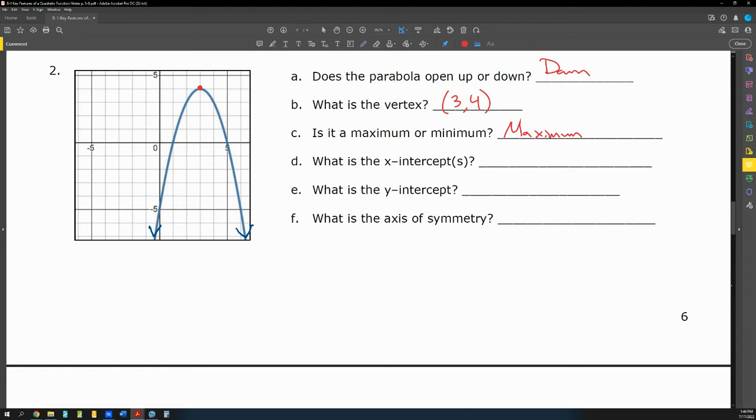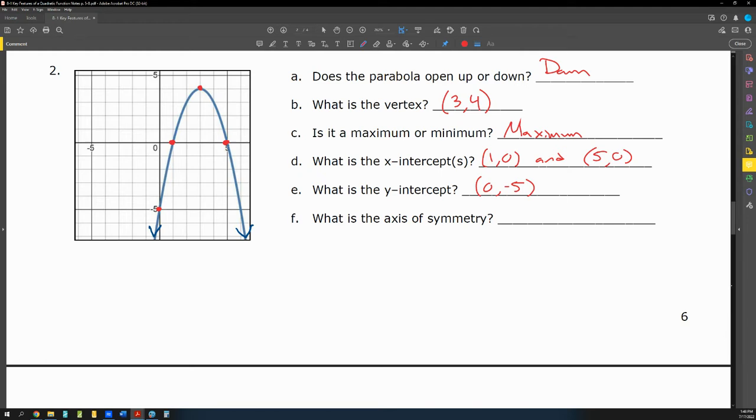The x-intercepts, again, is where it crosses the x-axis. I see one here and one here. So we have x-intercepts as ordered pairs, 1, 0 and 5, 0. The y-intercept is where it crosses the y-axis. I see it all the way down here at 0, negative 5.